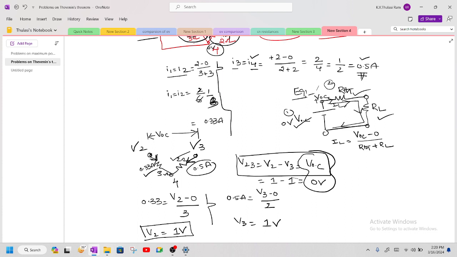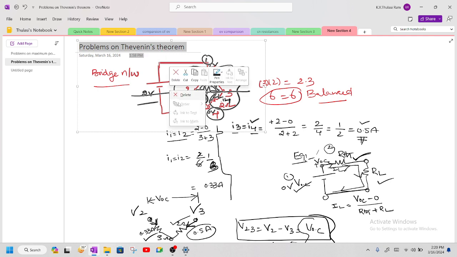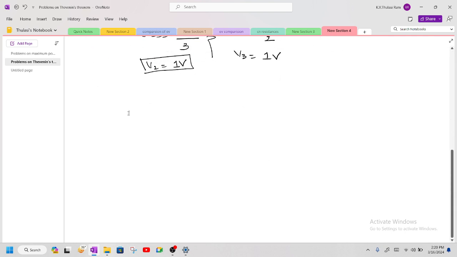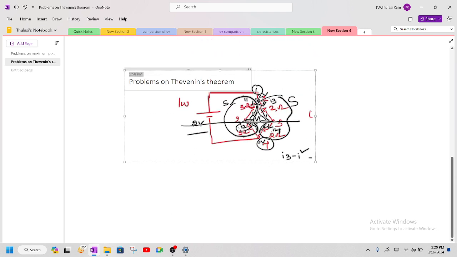So when you got this as 0 volts, the second step is finding out R Thevenin. Now how to find R Thevenin? Let us discuss. So now we are going to find this R Thevenin. How to find R Thevenin is the second step.